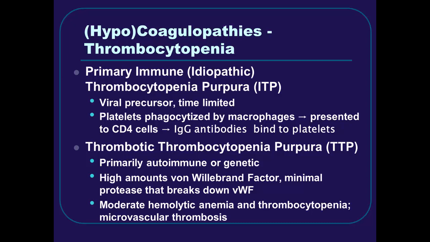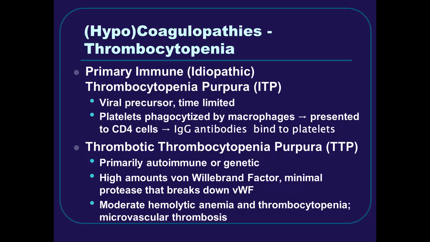So you start with these platelets being phagocytized for whatever reason. They're being phagocytized by the macrophages. The macrophages present them to the CD4 cells. The CD4 cells make antibody, IgG antibody, and those antibodies then bind to the platelets. As a result then, what do you think these platelets are going to do? Nothing. They can't function because those IgG antibodies that have bound to the platelets keep the platelets from functioning physiologically.